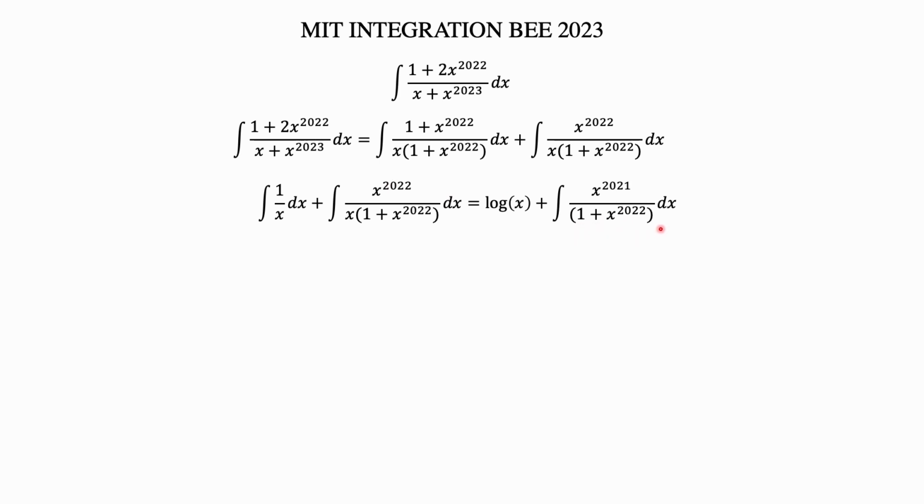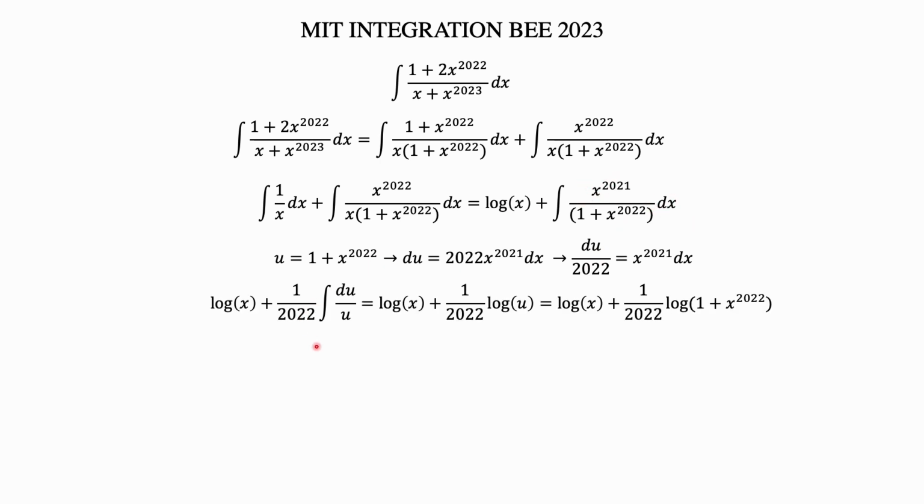Now you can see this easy substitution. If you take u as your substitution as 1 plus x to the power 2022, du becomes 2022 times x to the power 2021. When you plug back your substitution, you basically get du over u times 1 over 2022. And when I plug back everything in, I get this answer. When I plug back my substitution, which is 1 plus x to the power 2022, I get this answer. You can further simplify with the properties of log function. You don't have to, but if you want, you can do it.